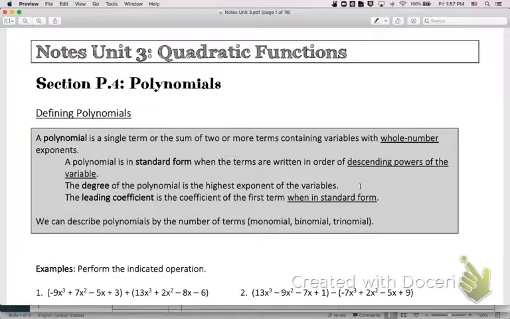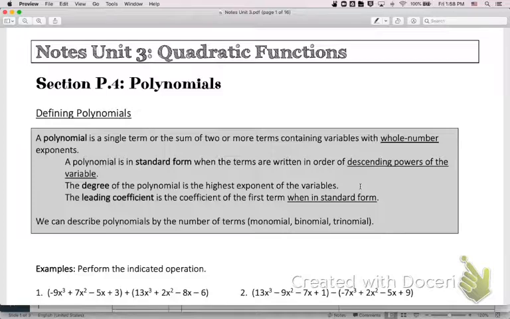We are going to start off Unit 3 by going back to Chapter P, the prerequisite chapter, and doing a little bit of review on polynomials and factoring. So, this definition of a polynomial, we have to make sure that we pay attention. A polynomial is a single term or the sum of two or more terms containing variables with whole number exponents. So if you have like an x to the 1/2, not a polynomial.